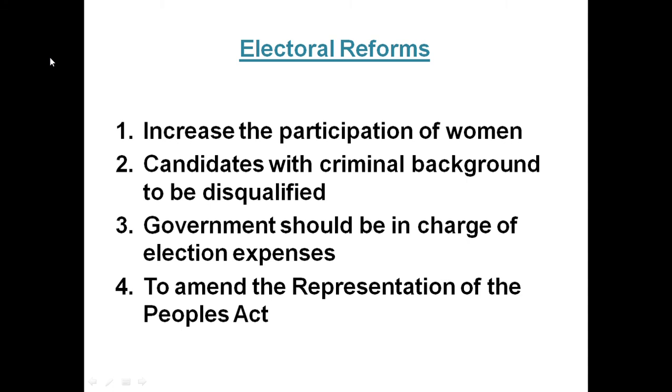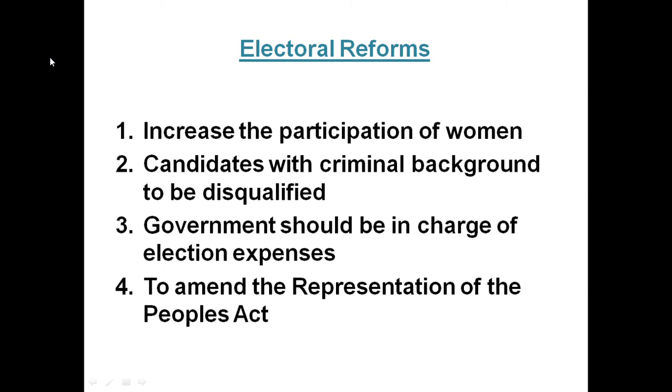The second reform: candidates with criminal backgrounds should be disqualified. Political parties should not give election tickets to candidates having a criminal background. They should strictly follow the decision of the court. This will ensure that the elections are conducted in a free environment.